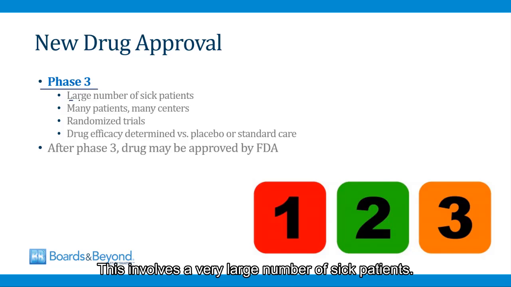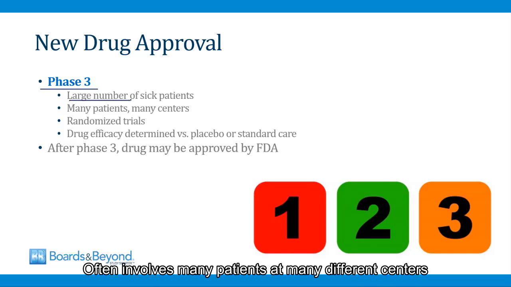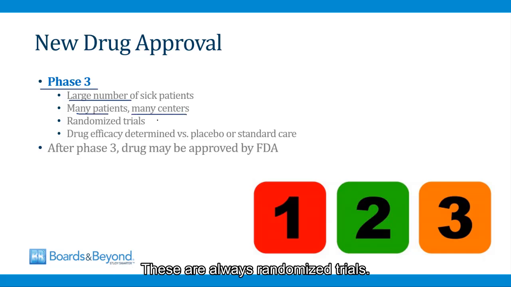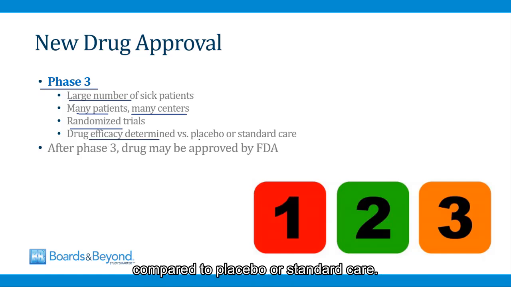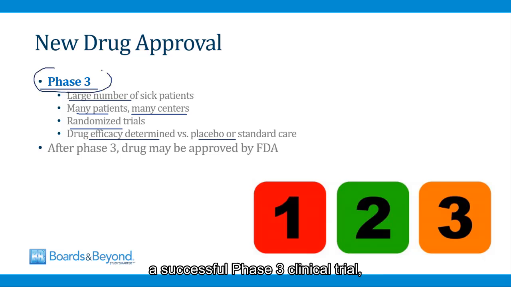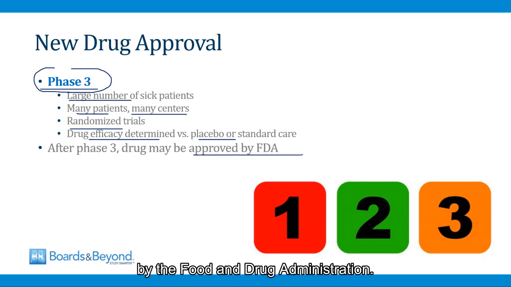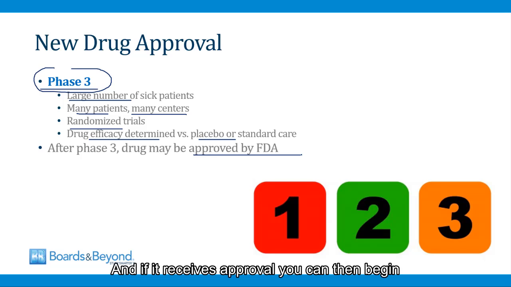This involves a very large number of sick patients. Often it involves many patients at many different centers around the United States. These are always randomized trials, and the goal is to determine drug efficacy compared to placebo or standard care. And once a drug has had a successful phase 3 clinical trial, it's often submitted for approval by the Food and Drug Administration, and if it receives approval, you can then begin administering the drug to patients.